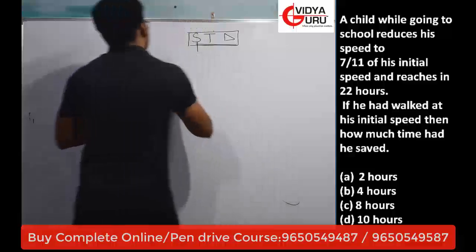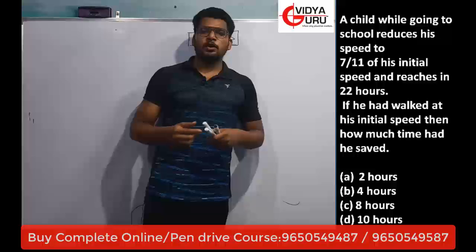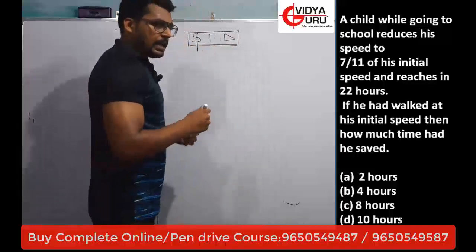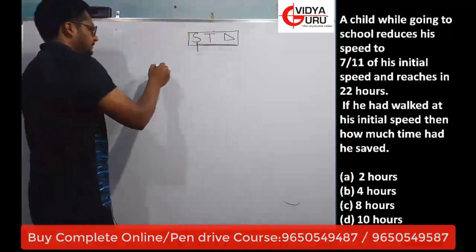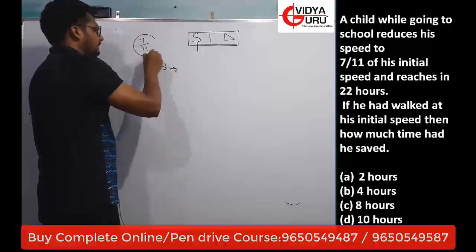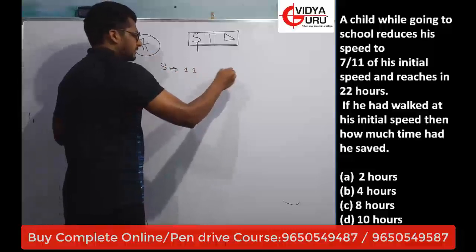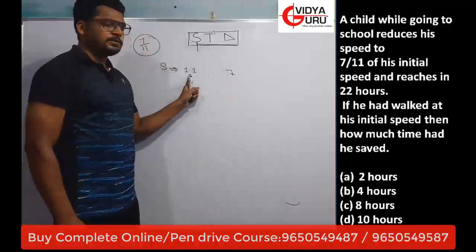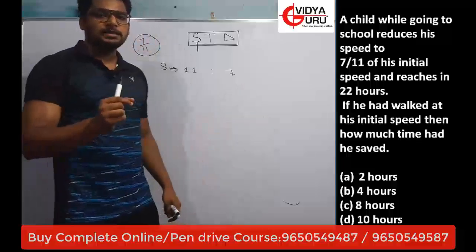These were some questions on the concept of when time is constant. Moving on to our next concept, when distance is constant. The question is saying a child while going to school reduces speed by 7/11. That means if speed was 11 earlier, now speed is 7. This is the ratio. The child earlier also was going to school, and now also he is going to school. That means in both cases distance is constant.